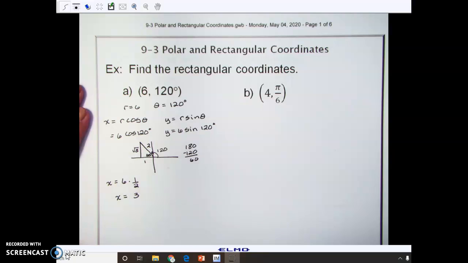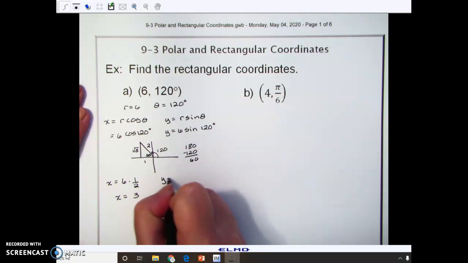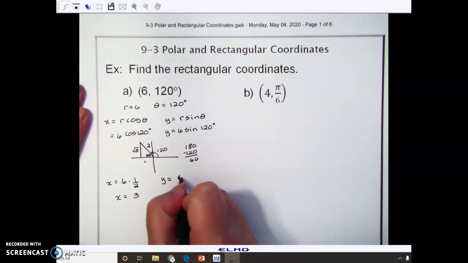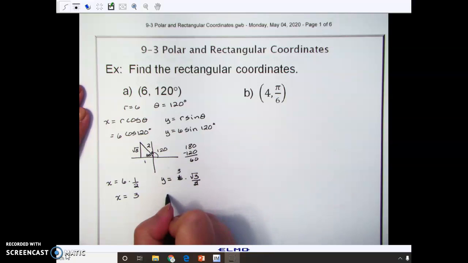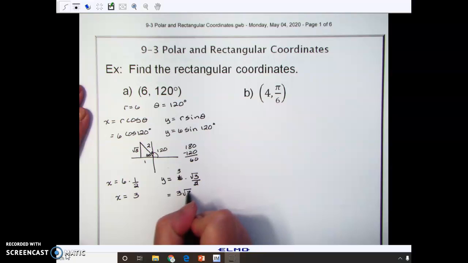I'll come back to this in just a minute. And then y is going to be opposite over hypotenuse. And so then, do we see 2 goes into 6 3 times? And so we get y is equal to 3 root 3.